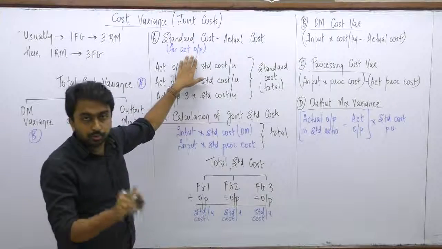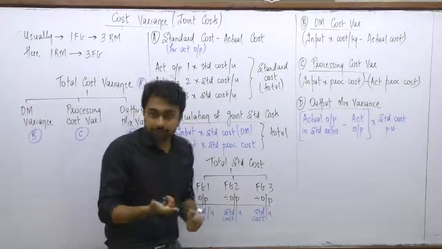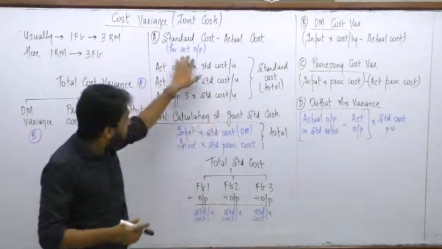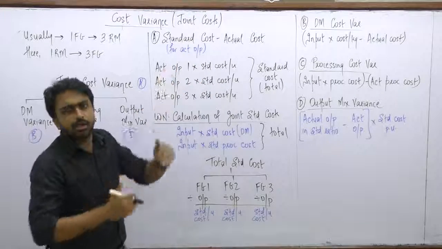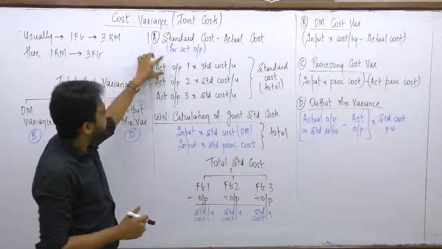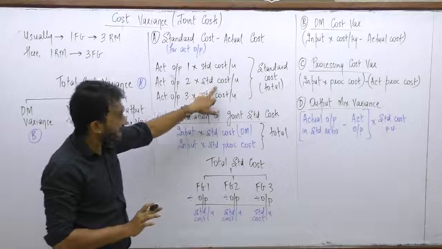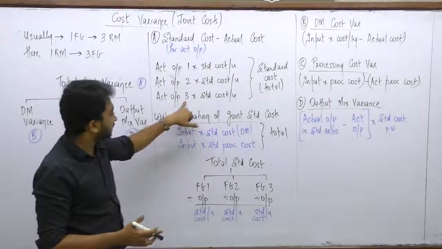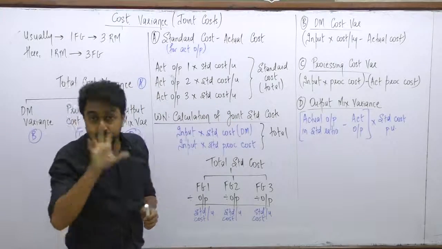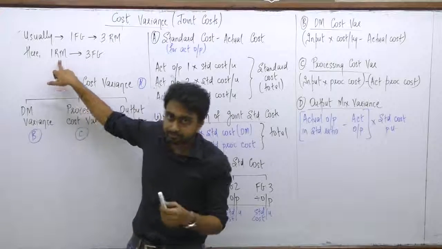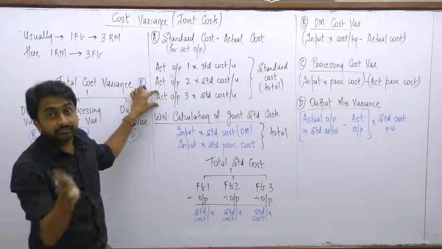Here my actual output will be 2 or more than 2 goods and my input will be just 1. That's a new thing here. The concept will remain the same. I will always find the standard cost of the actual output. For example, actual output 1 into standard cost per unit, actual output 2 into standard cost per unit, actual output 3 into standard cost per unit. All these 3 outputs are the finished goods, because I had one raw material and I had 3 finished goods. So FG1, FG2 and FG3 are my 3 finished goods.